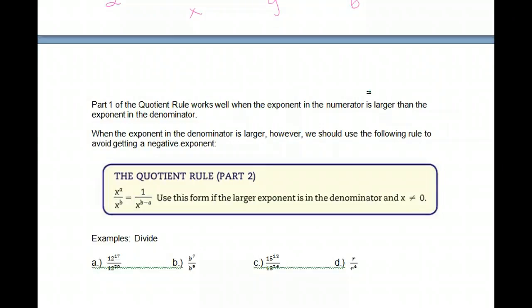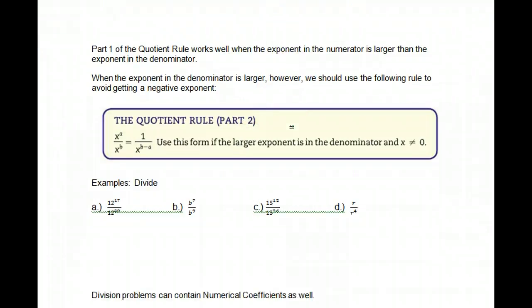Now, part 1 of the quotient rule works really well whenever the exponent in the numerator is larger than the exponent in the denominator. When the exponent in the denominator is larger, we have to use the following rule to avoid getting a negative exponent. We do not ever want to have a negative exponent because it's considered to be unsimplified.